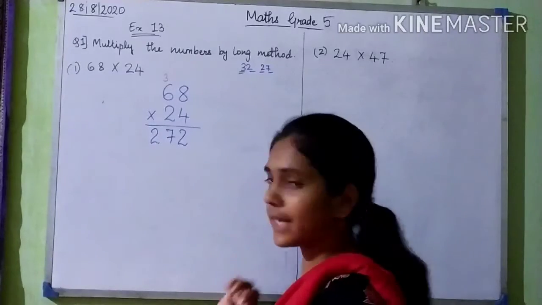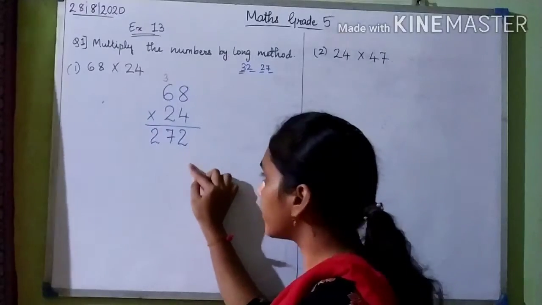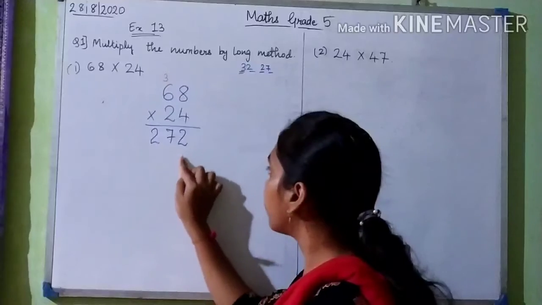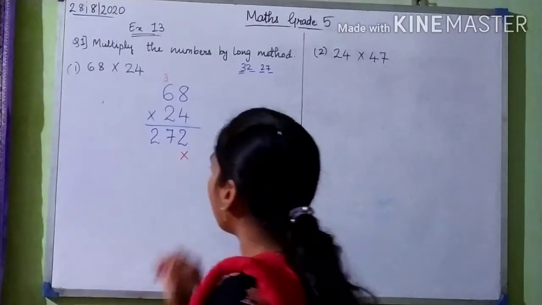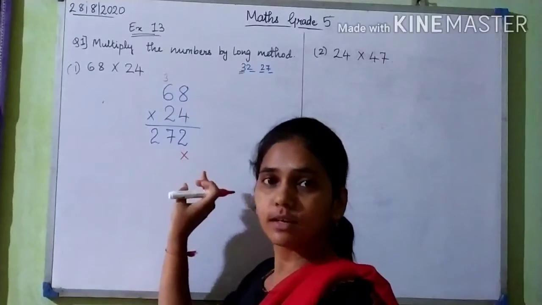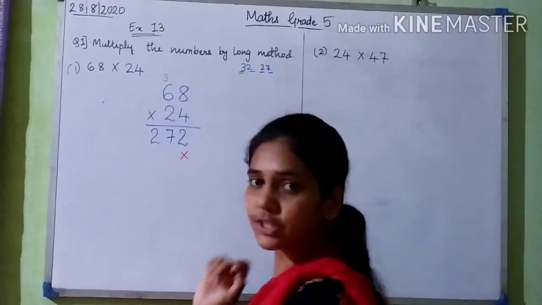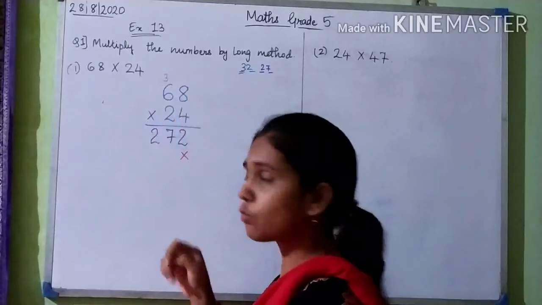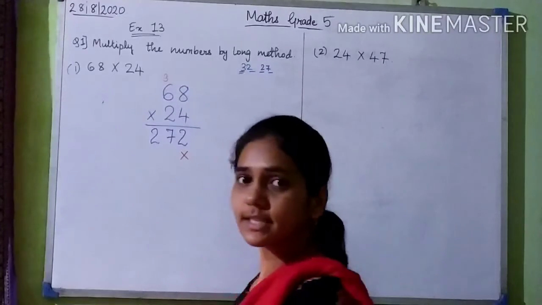Now before going to the second step, I put a 0 here. Below the first digit, the extreme right digit, I put a 0 or I put a cross. So I put a cross here. That means here there is a cross, meaning there is a 0. Now I multiply 2 by each digit upwards. First I multiply 2 by 8. What is 2 into 8? 2 8s are 16.